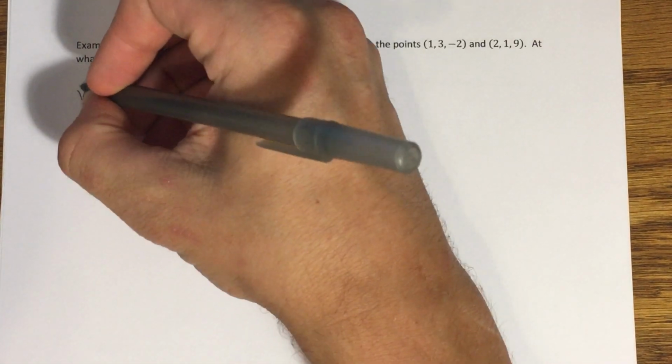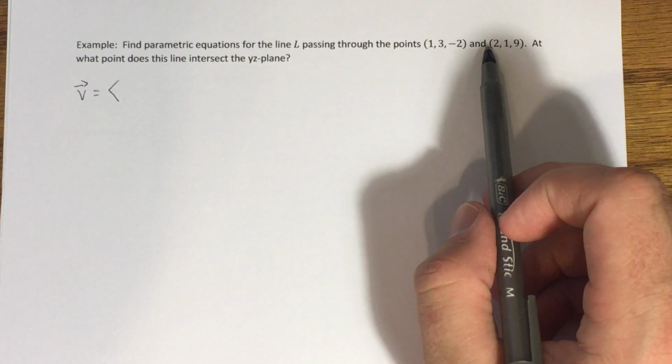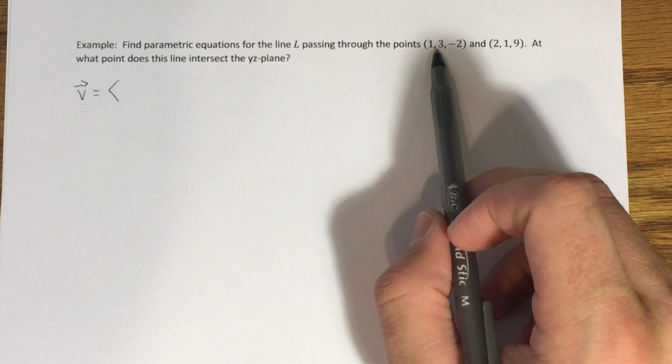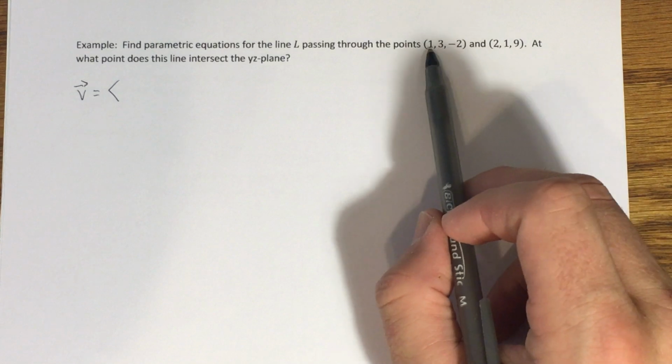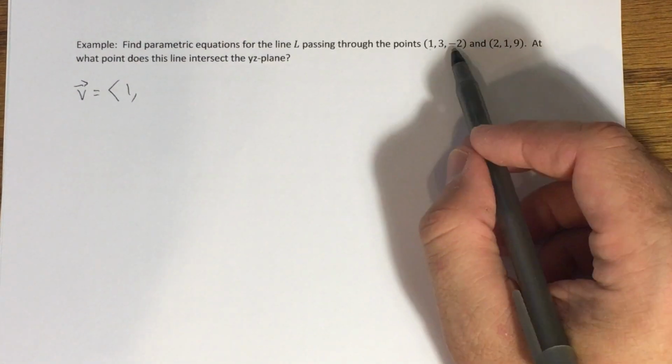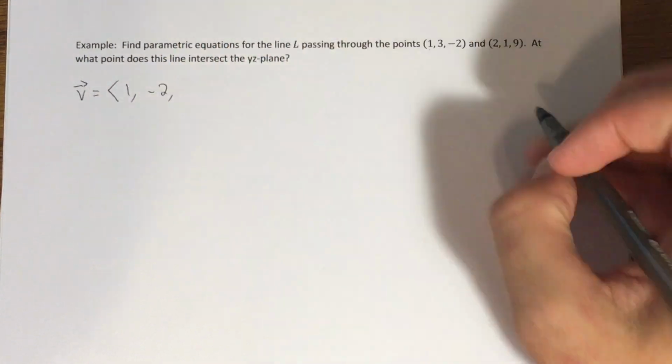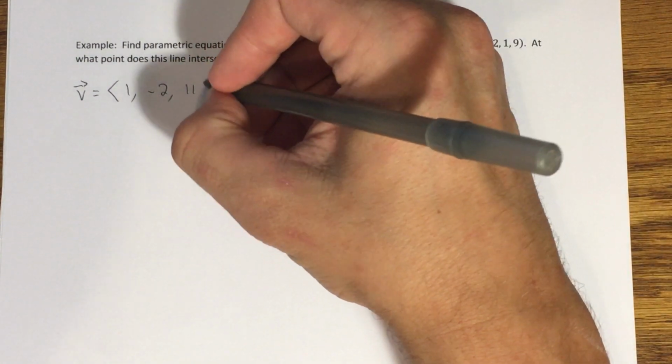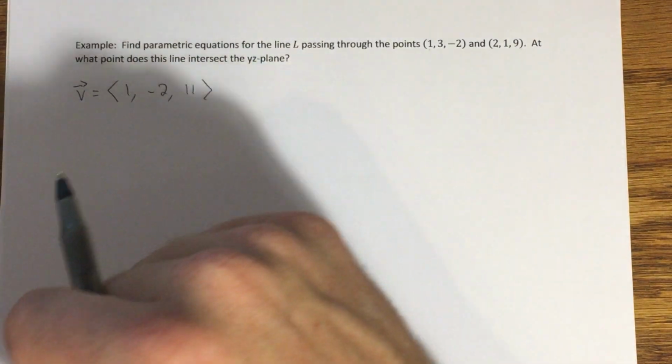So I can define my direction vector by the vector that has this as an initial point and that as a terminal point. I just subtract components. 2 minus 1 is 1. 1 minus 3 is negative 2, and then 9 minus negative 2 is 11. Okay, easy enough.